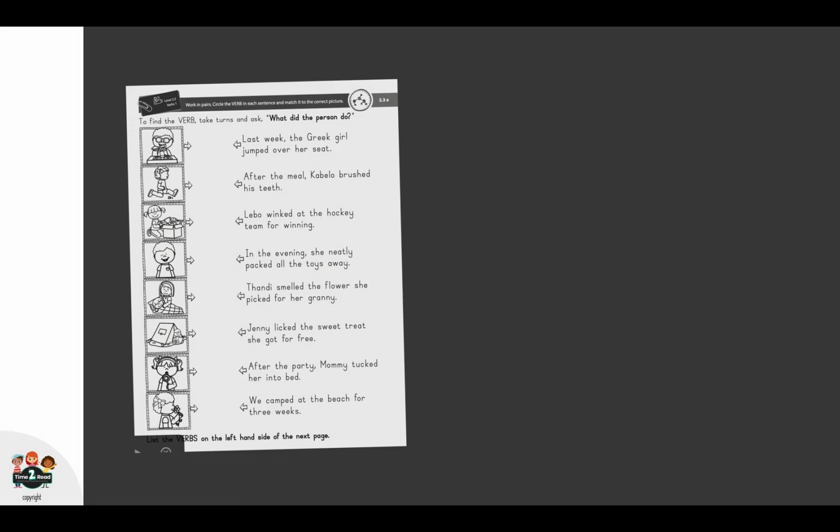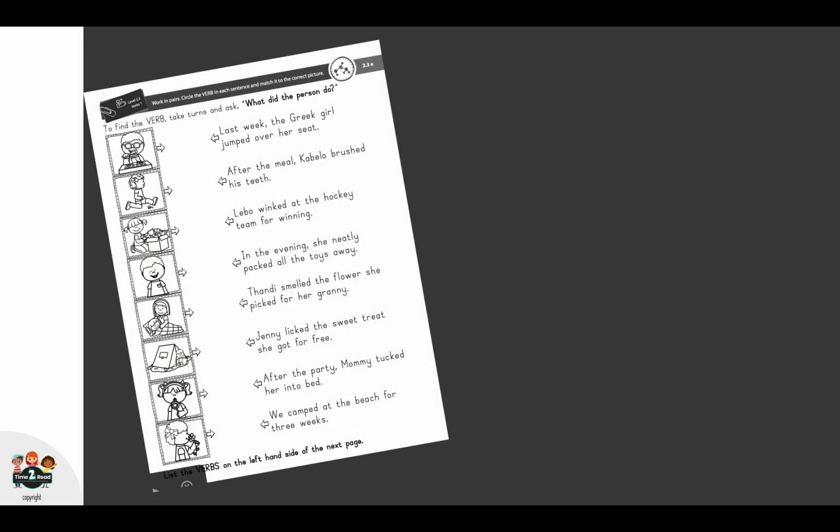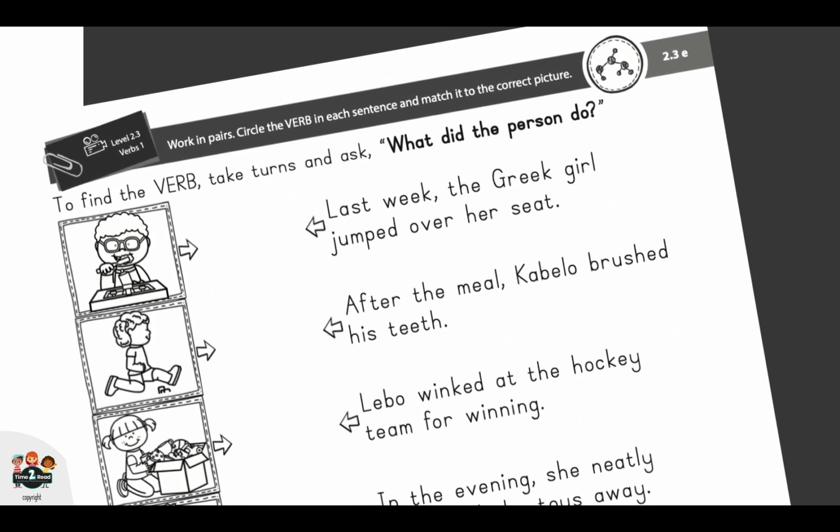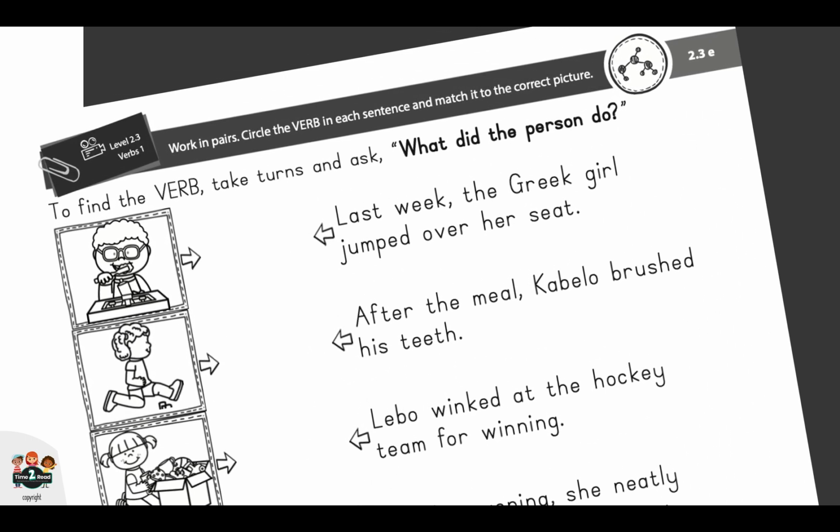Now, boys and girls, I want you to turn to page 25 in your workbook. I want you to circle the verb in each sentence. Remember, to find the verb, we ask, what did the noun or person do? Last week, the Greek girl jumped over her seat. The noun is Greek girl. What did she do? She jumped. Now match the sentence to the correct picture.